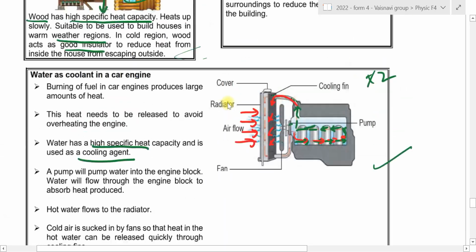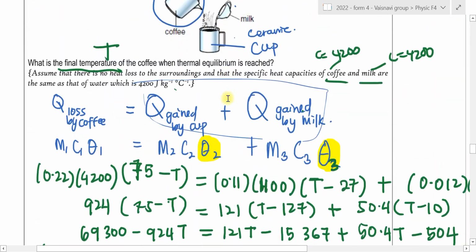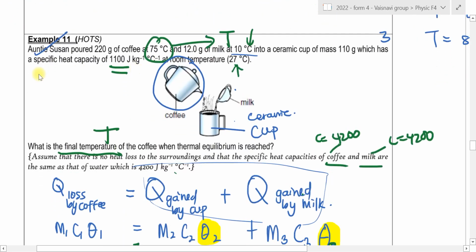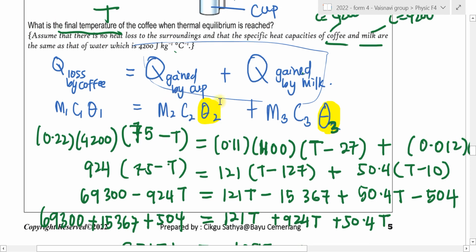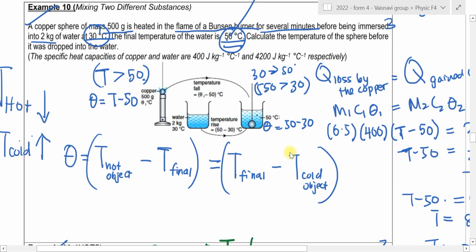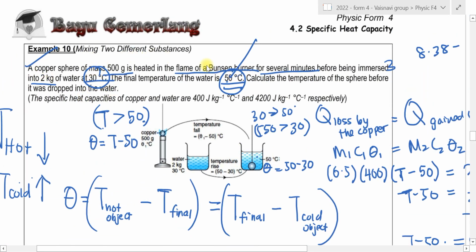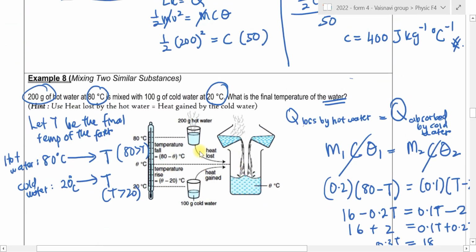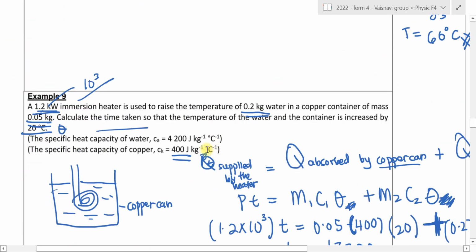Yes, sir. Okay, good. Especially you must know how to do the calculation when you are mixing things. No need to expect a question like example 11, that is too complicated. But you must expect questions like example 10, mixing two different substances and also mixing two similar substances. Okay, sir. What I gave you is enough, no need to search for other types of questions. I will include whatever type of question that looks different, I already included here.